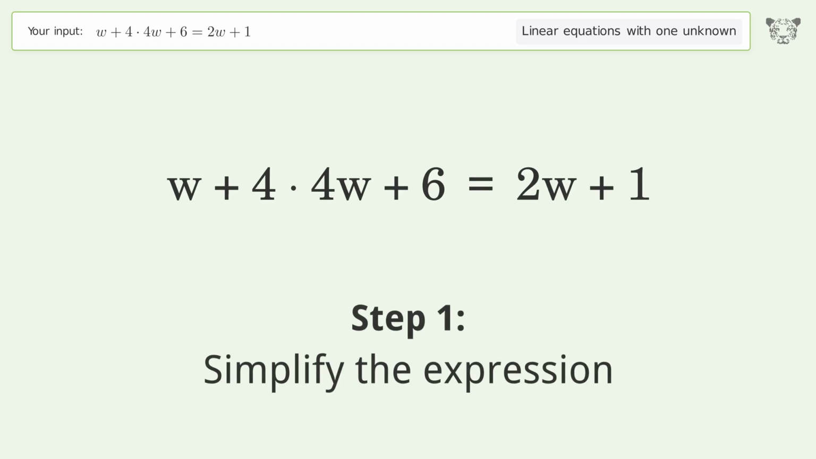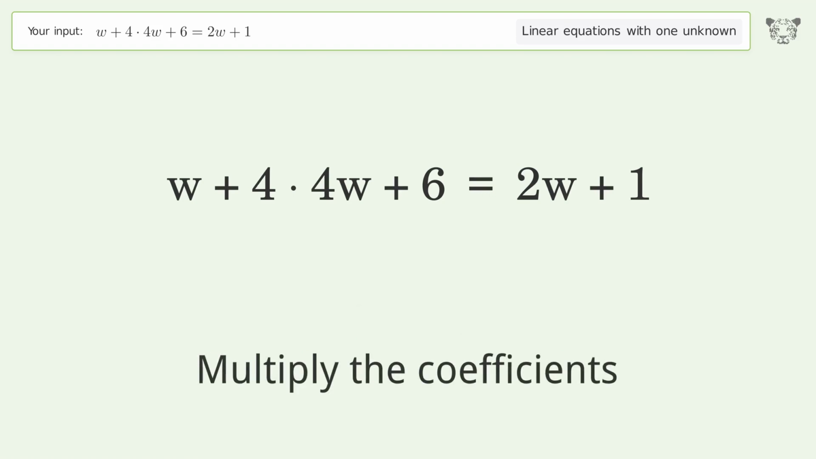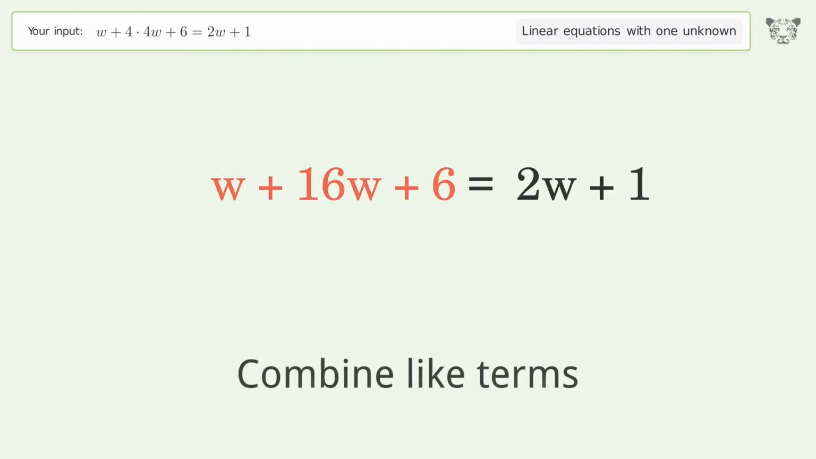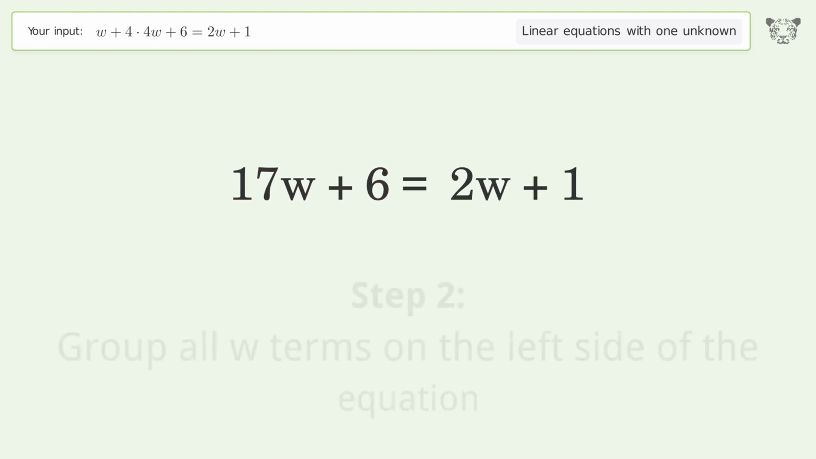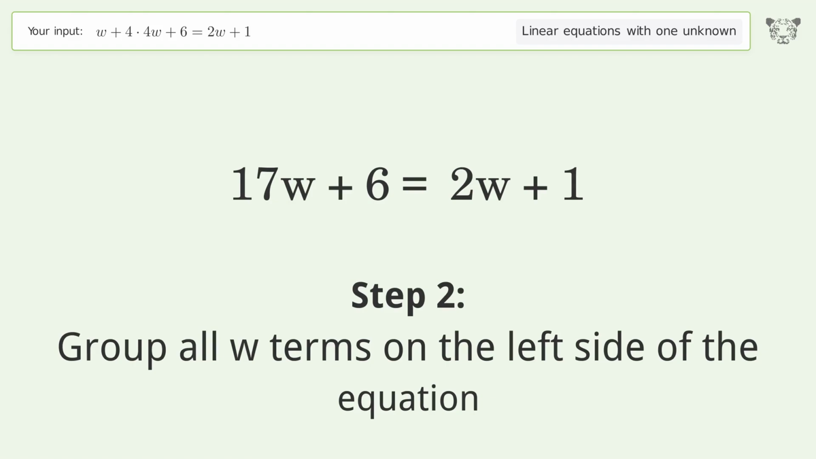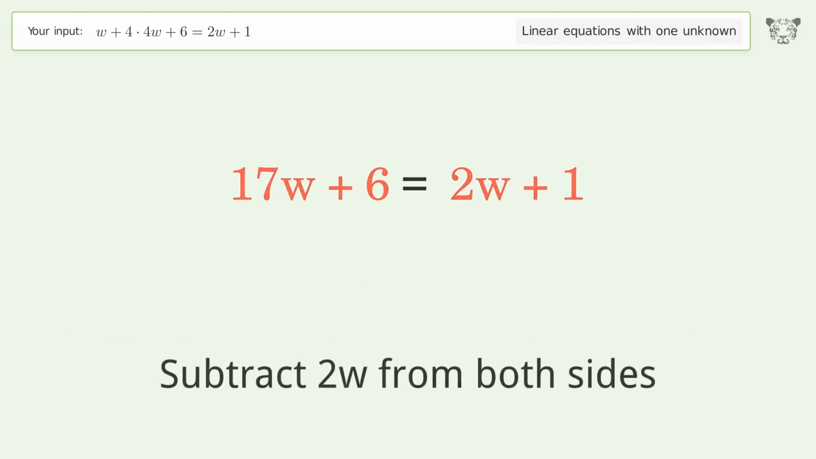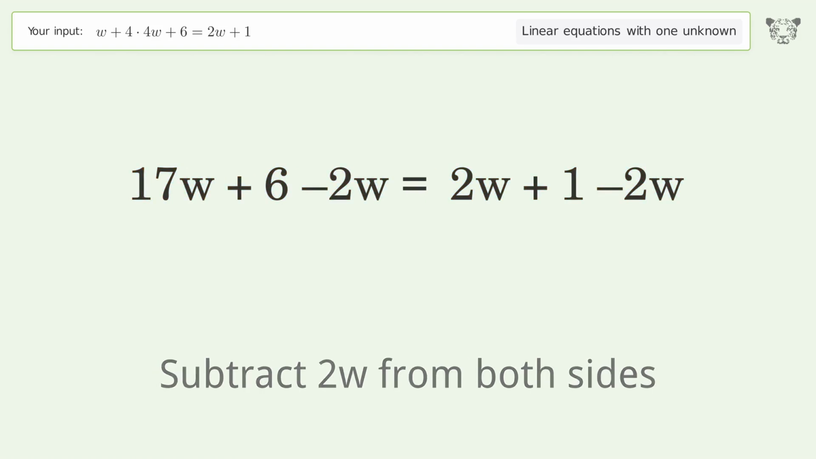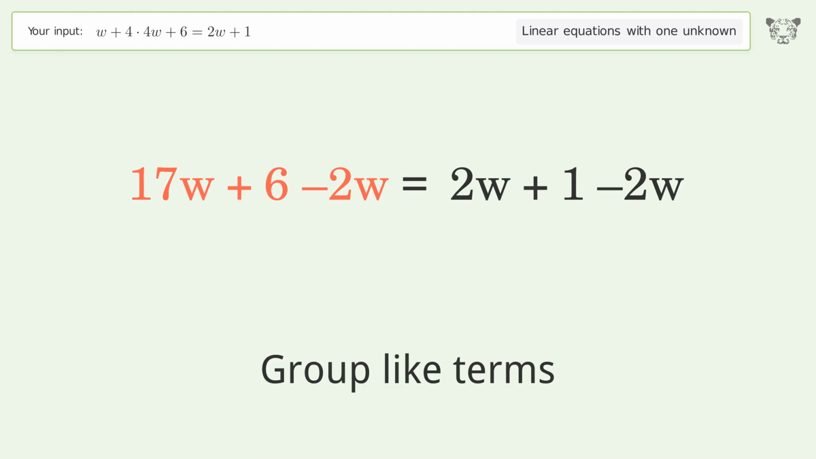Simplify the expression. Multiply the coefficients. Combine like terms. Group all w terms on the left side of the equation. Subtract 2w from both sides. Group like terms.